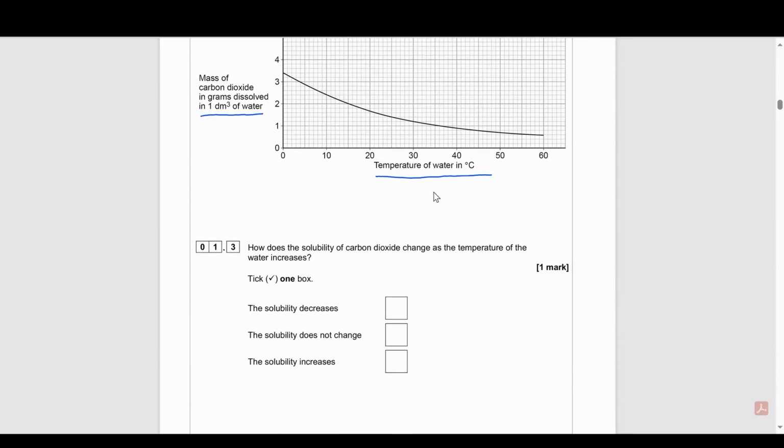1.3. How does the solubility of carbon dioxide change as the temperature of the water increases? So we have to be looking at this direction in terms of our x-axis, what's happening to the solubility. Well, if the carbon dioxide is dissolved more, that would mean that it would be more soluble, and then that should mean that it should be higher on our y-axis. But you can see as we get to 60 degrees that that mass is actually below 1 gram. So that actually means then that the solubility is decreasing.